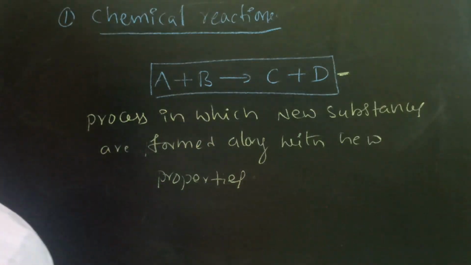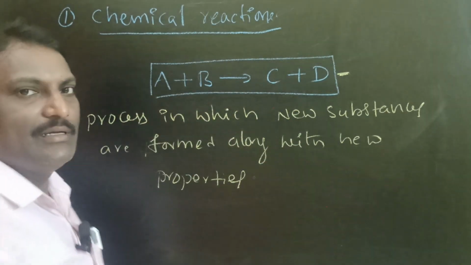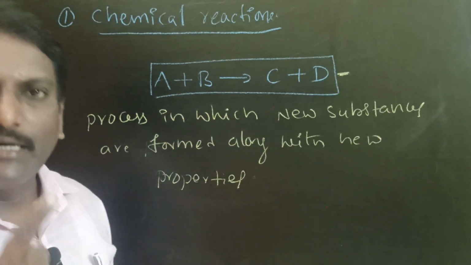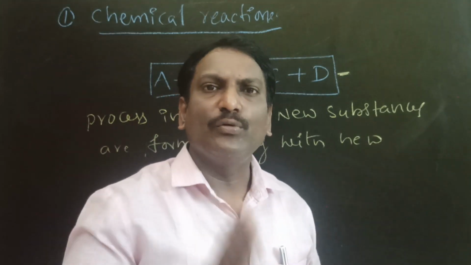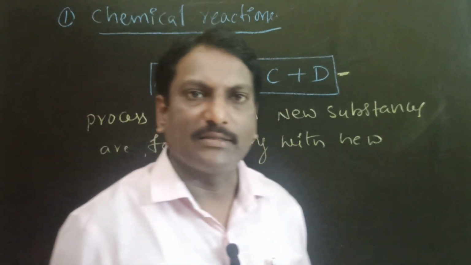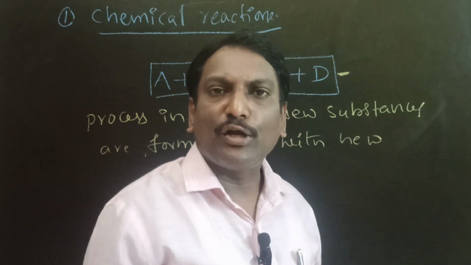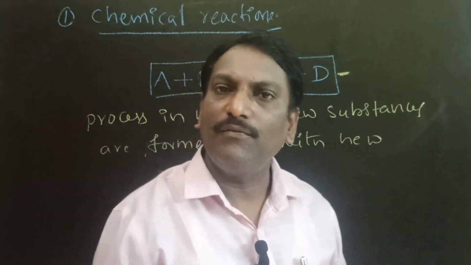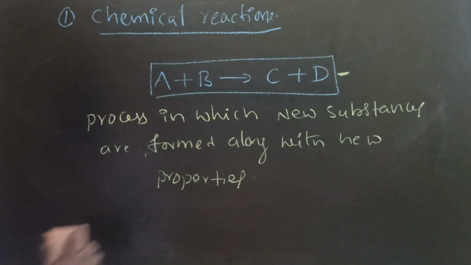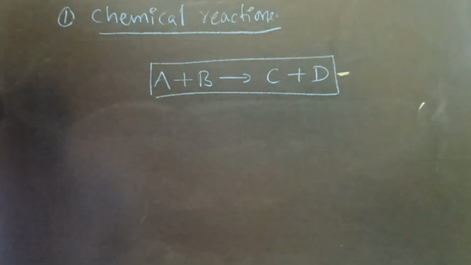Here one more point I would like to give. Those substances that are involved in the reaction are called reactants. Here A and B both are considered as reactants because A and B took part in the chemical reaction. And C plus D are called products, because those substances are obtained after completion of the reaction, or as a result of chemical reaction. I hope you understand what is meant by chemical reaction.